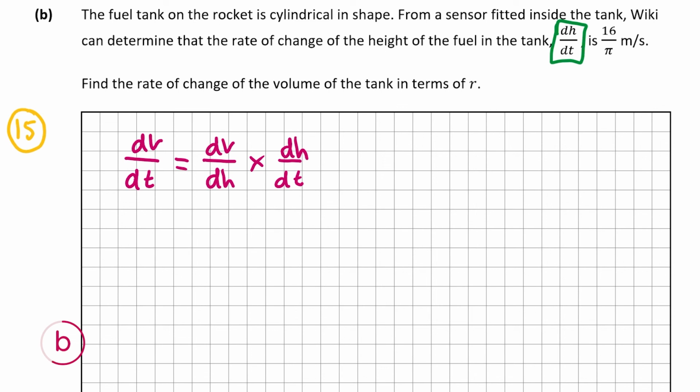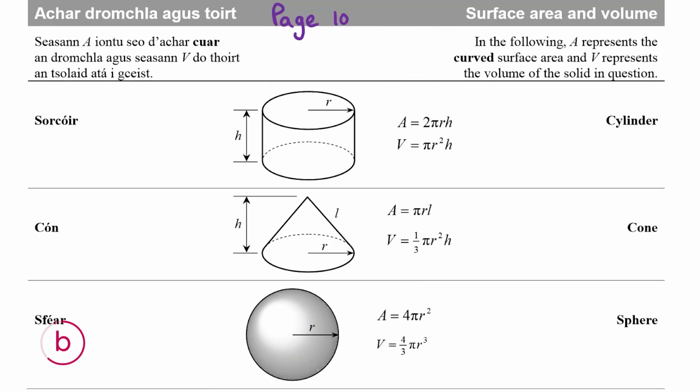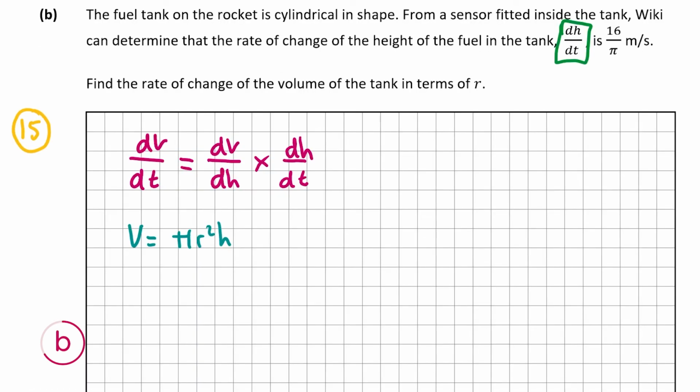So let's see now what the formula is for the volume of a cylinder. So this is on page 10 of your formula and tables book, and it's the second formula down. V is equal to pi r squared h. So to work out now what dV/dH is, we need to differentiate V with respect to h. So differentiating pi r squared h with respect to h, we just get pi r squared, as the h will just cancel, as it's just h to the power of 1.